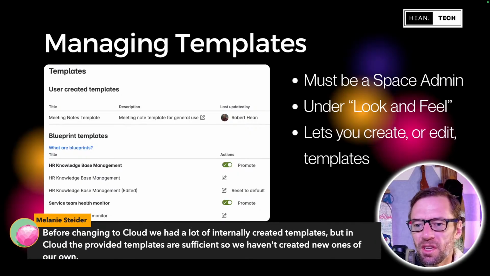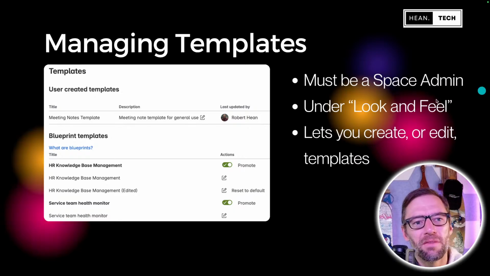Melanie, before changing to cloud, you made a lot internally, but cloud gives you a lot that are good enough, so you haven't made your own. Interesting. And that's one of the advantages of using a system like Confluence, especially their cloud variant. It just comes with, again, 140 templates that your team can find useful.